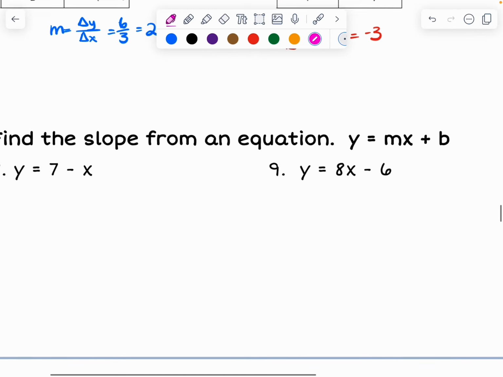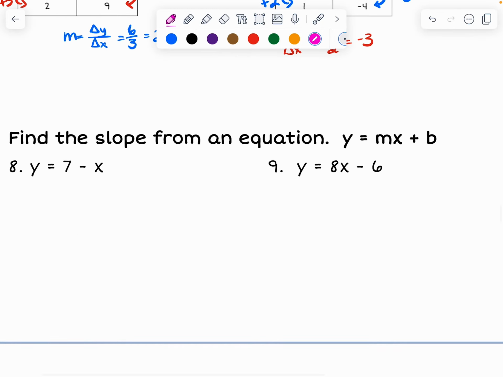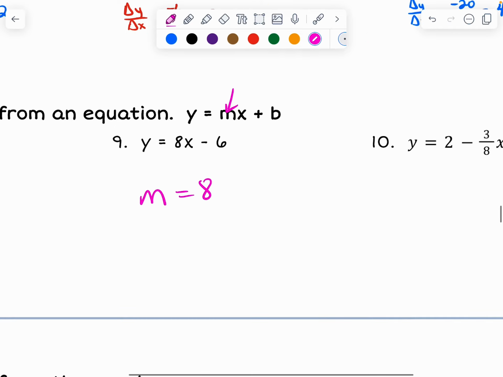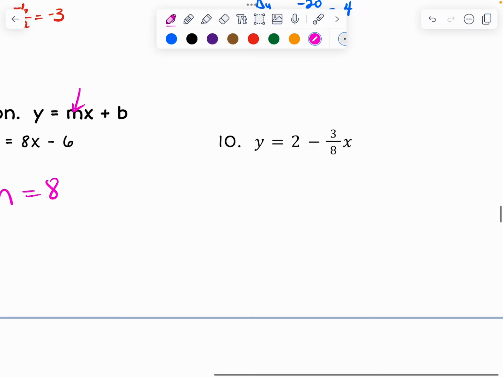Okay, so let's look here. So y equals mx plus b. Well, the number sitting in front of the x is the slope. So what's the number in front of x? The number in front of x is negative 1. What's the number in front of x? 8. What's the number in front of x? Negative 3/8.